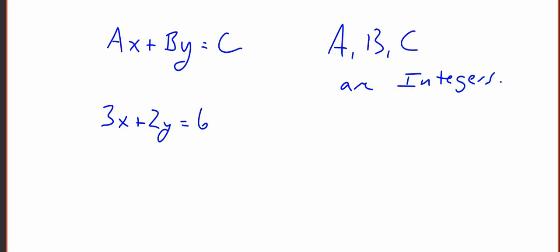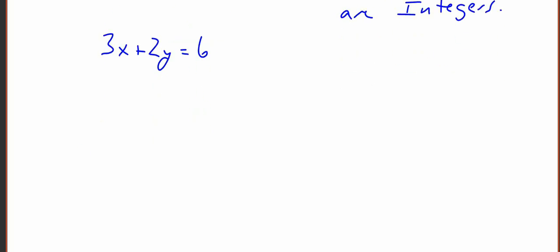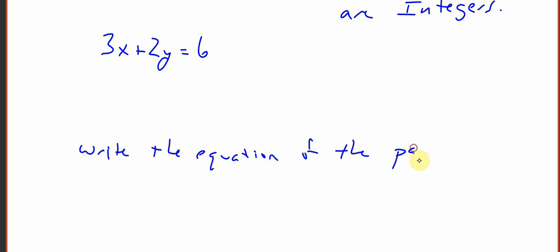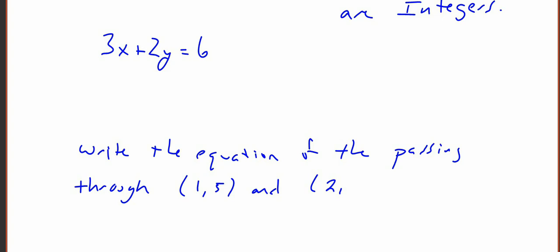If you want to write an equation in standard form, the easiest thing to do is start in either point slope or slope intercept form and then do this. So let's just write the equation of the line passing through (1, 5) and (2, 7) in standard form.